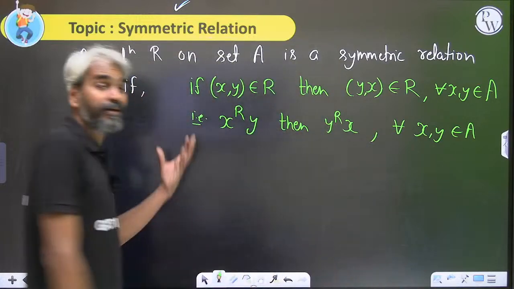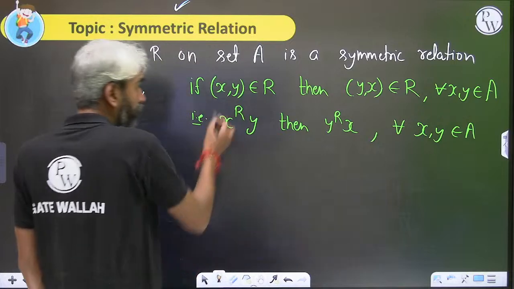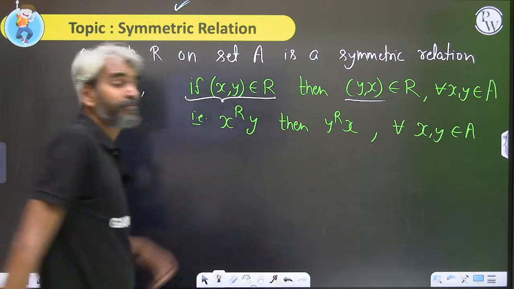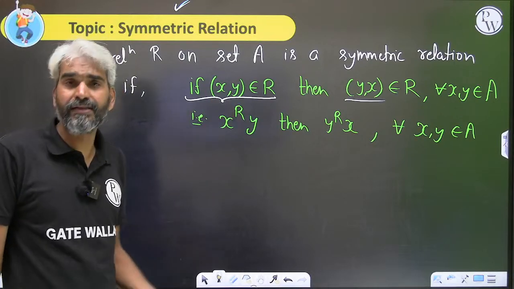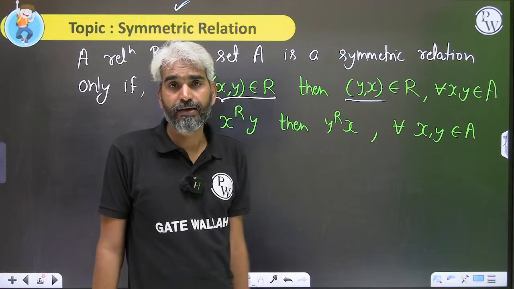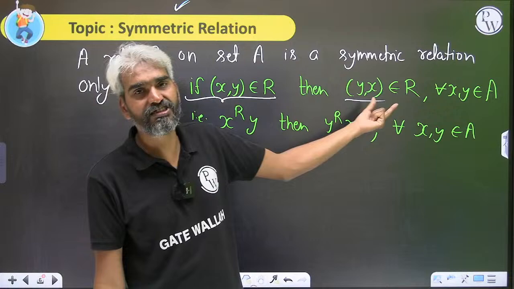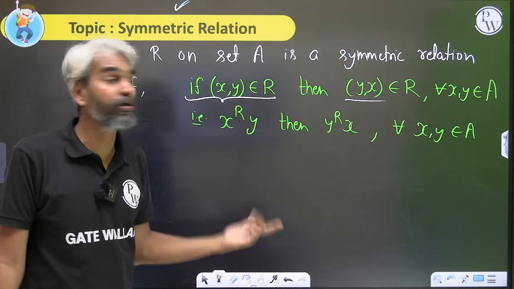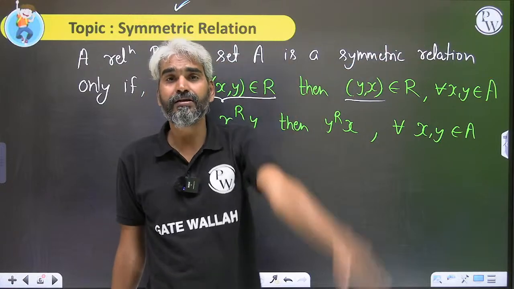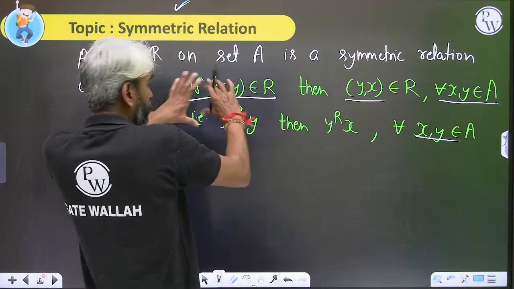Sir, please note this is an if-then condition. We need to worry about the then condition only if the if condition is true. That is, if x comma y itself is not present in the relation, then you don't need to worry about y comma x. If the if condition itself is false, then we don't worry about the then condition, and that if-then statement will be considered true. So for all x comma y belonging to set A, this statement should be true.